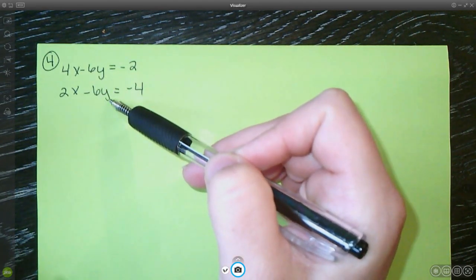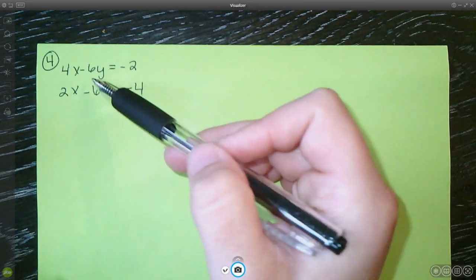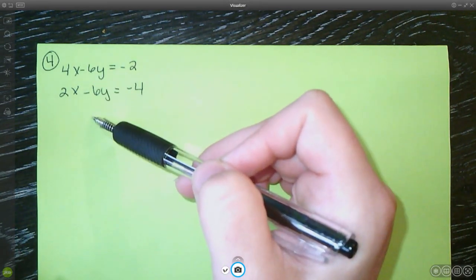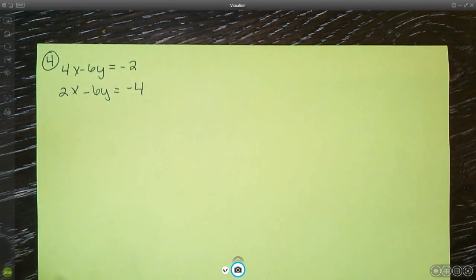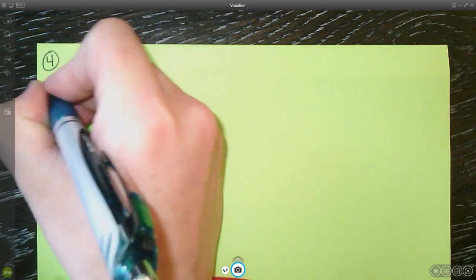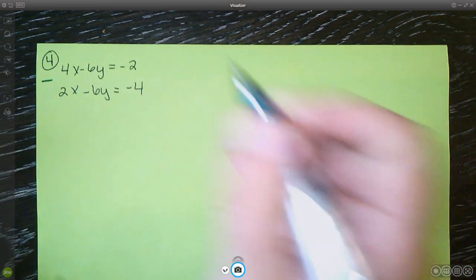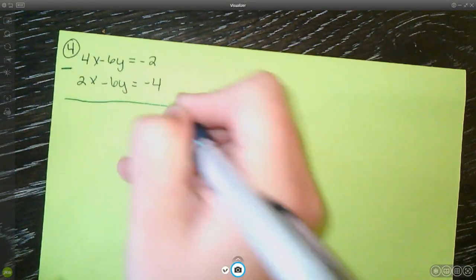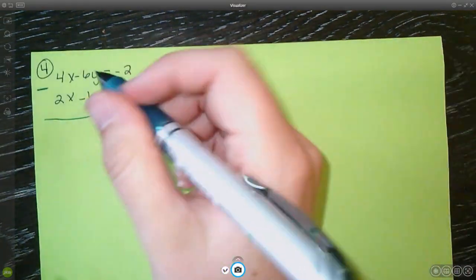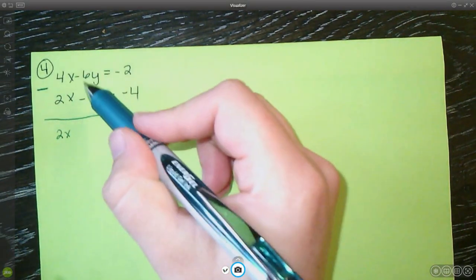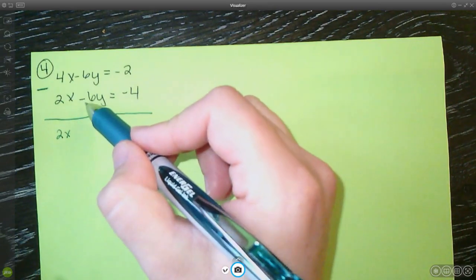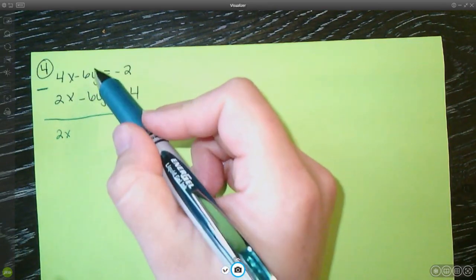If they have the same sign and you were to add these together, you would get negative 12y, and nothing eliminates. So you want to subtract to make them eliminate. We're going to put a big minus sign out front and a line underneath. So now if we subtract, 4x minus 2x is 2x. Negative 6y minus a negative 6y, these will cancel out and give us 0.